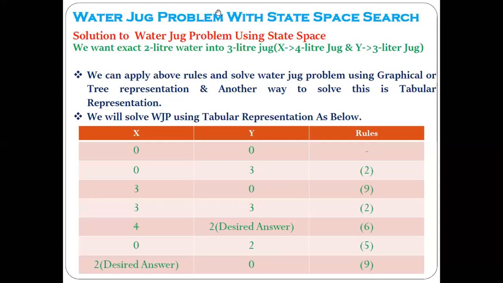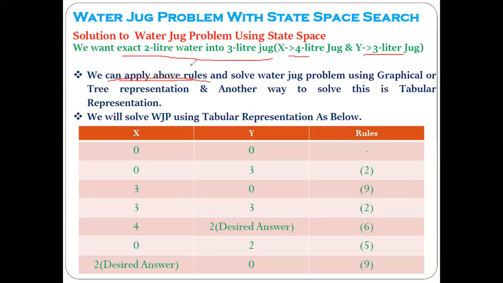Once again I will tell you the problem. We have to fill exactly 2 liters of water into the 3 liter jug, where you are given 2 jugs, one having the capacity of 4 liters and another having the capacity of 3 liters. Now, using the above rules that we have discussed, I hope all of you got the rules.